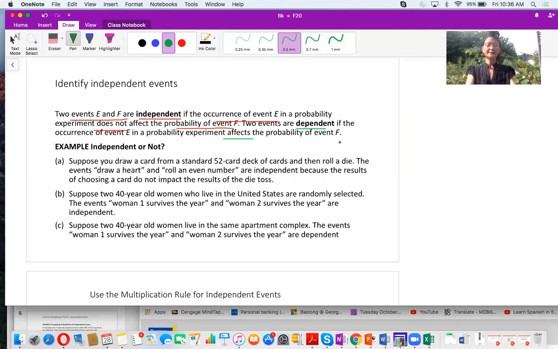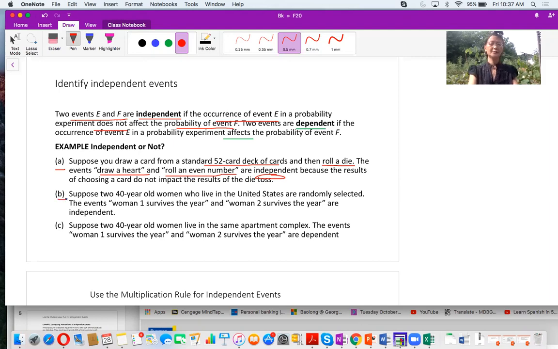Let's take a look at an example. Example 1, suppose you draw a card from a standard 52 card deck, and then you roll a die. The events draw a heart and roll an even number are independent because the result of choosing a card does not impact the result of the die toss.